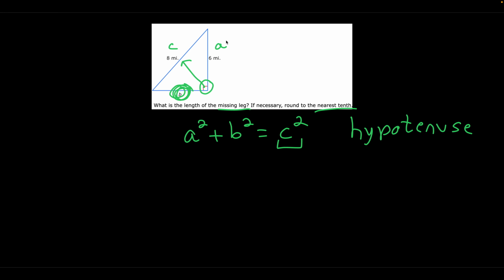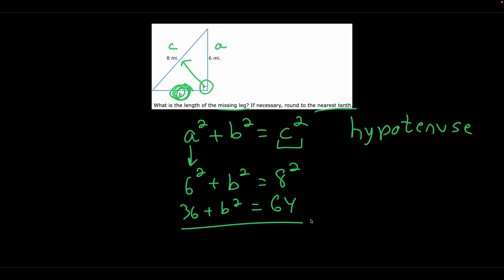So now we're going to plug in our numbers. We know that a is 6, so replace it with a 6. We don't know what b is, leave it be. And we know that c is 8. Now, 6 to the second power is 36, and 8 to the second power is 64. And now we have this equation here. We should know how to solve equations. Minus 36 on both sides, you get b squared equals 28.